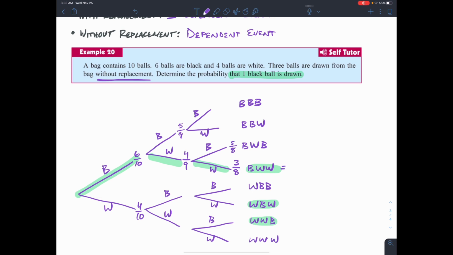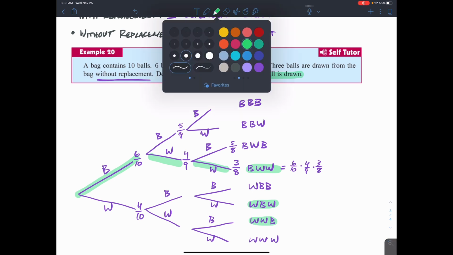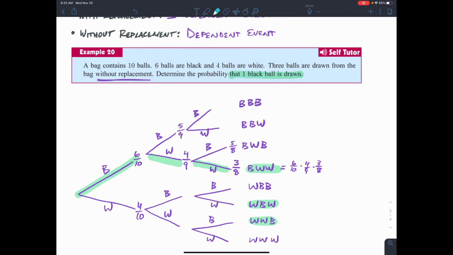Okay, so this is going to be 6 out of 10 times 4 out of 9 times 3 out of 8. All right, let's take another branch. So let's see, we've got to go white, and then we're going to go black, and then we're going to go white. All right, so let's look at this black branch.